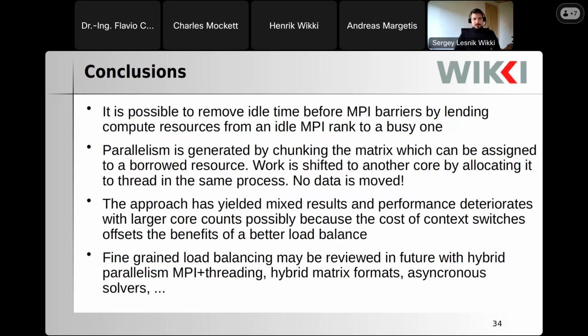Okay, so conclusions. It is possible to remove idle time from MPI barriers, as we've seen in the traces, by lending compute resources from one MPI rank to another. We generate that parallelism by chunking the matrix and other operations. The approach yielded mixed results. For some cases, it is faster, but where we really wanted it to deliver, as on the DLR Combustor, at the moment, we don't see that.